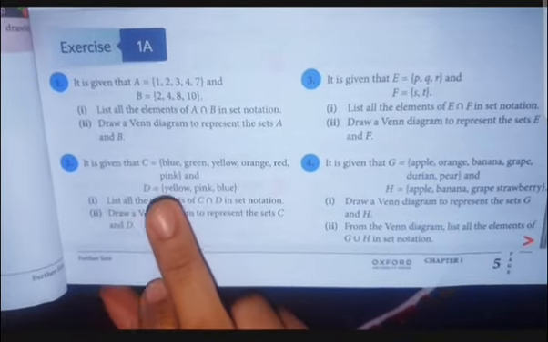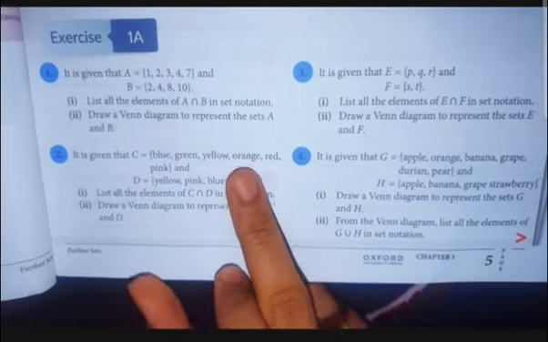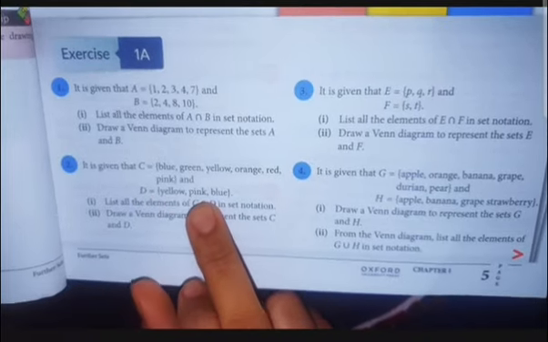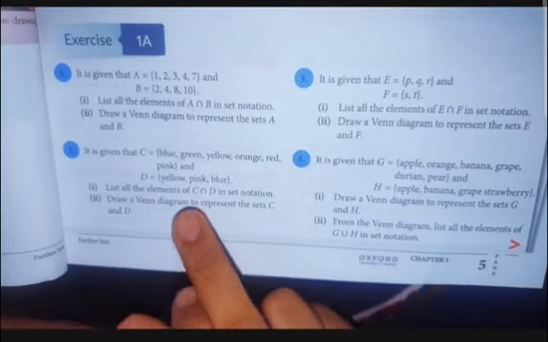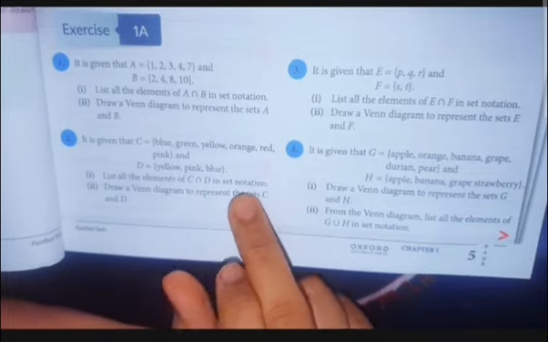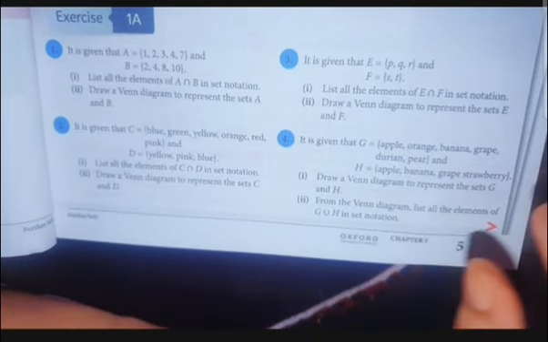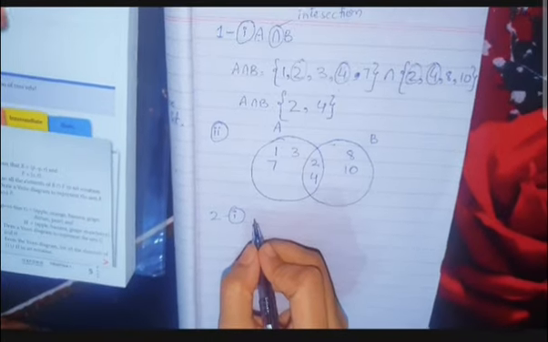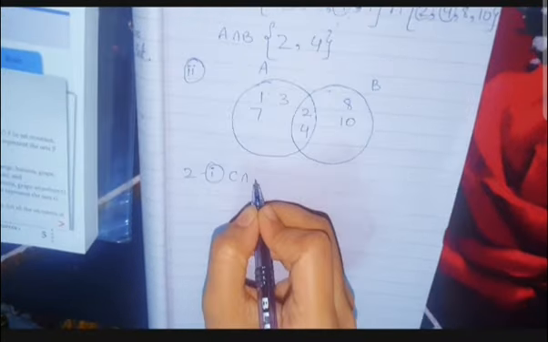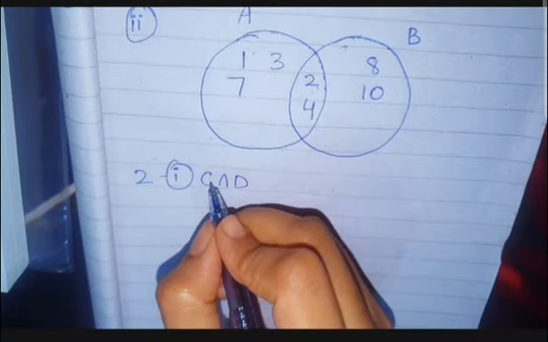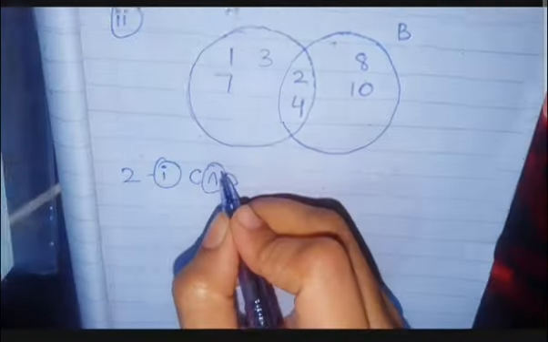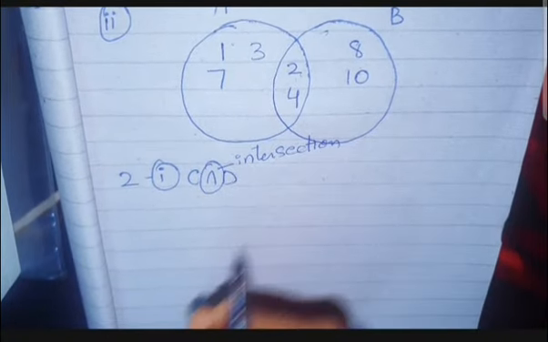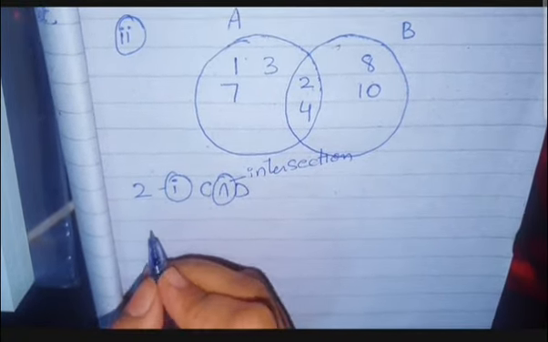It is given that C is equal to blue, green, yellow, orange, red and pink, and D is equal to yellow, pink and blue. List all the elements of C intersection D in set notation. So we have to solve in the same way that we have done in part 1. We have to find out C intersection D. आपको मैंने बताया था, this is the sign of intersection. Intersection means the elements that are common in both sets.